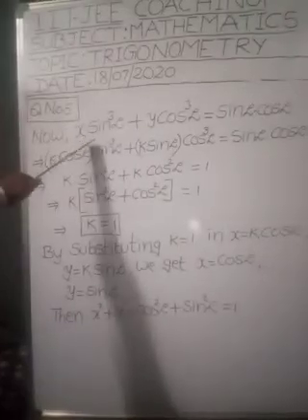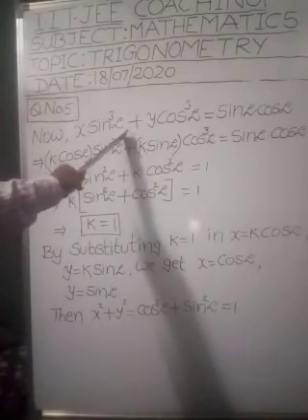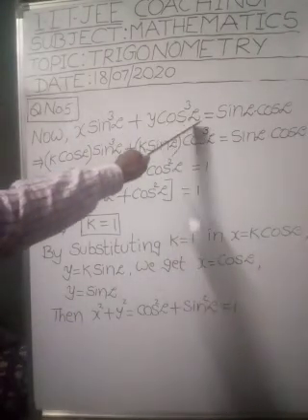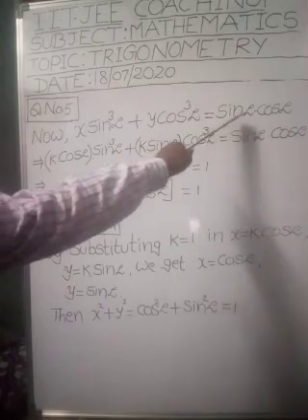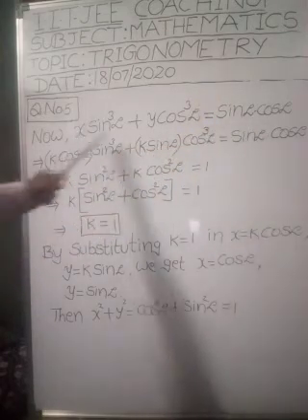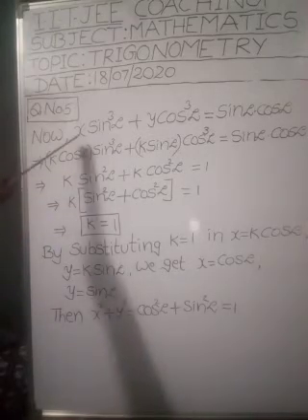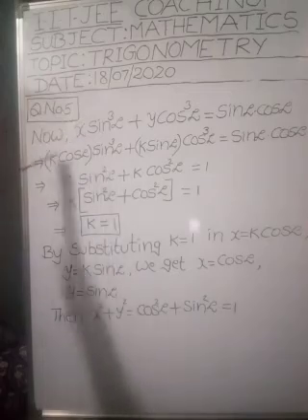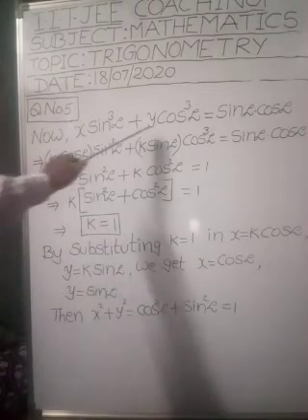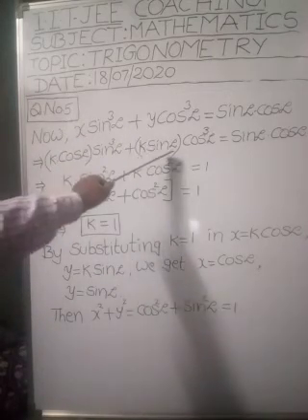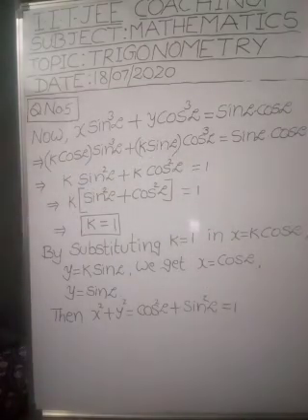Now, x sin cube alpha plus y cos cube alpha is equal to sin alpha into cos alpha. This is the first equation. In this equation, I am substituting the values of x and y. x is equal to k cos alpha and y is equal to k sin alpha.